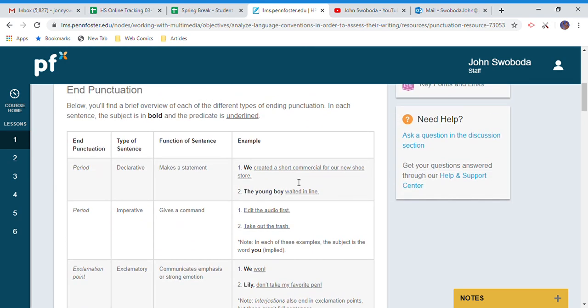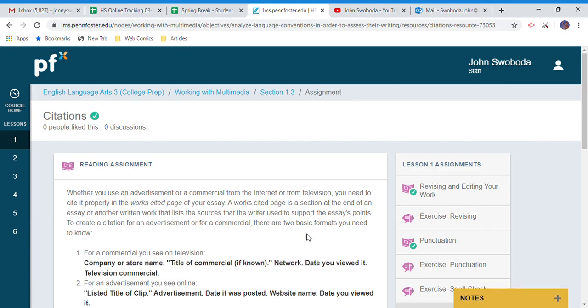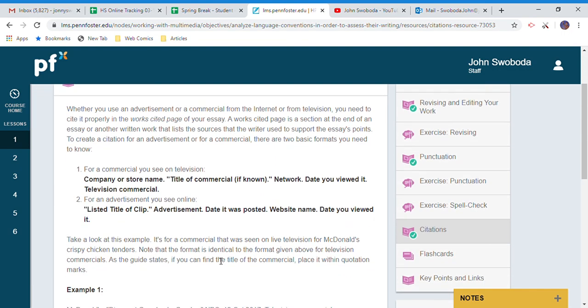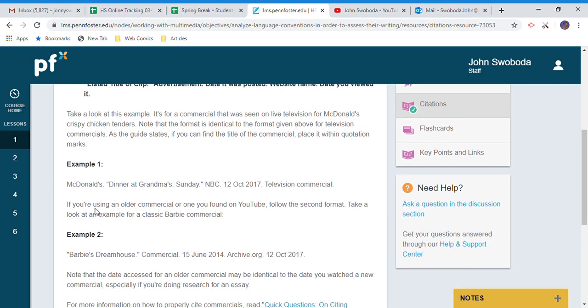That's proofreading right there. Let's see. Citations. There we go. For a commercial you see on television, company or store name comes first. So like Coca-Cola. And then title of commercial if known. Network, date you viewed it, television commercial. Listed title of clip for an advertisement seen online. Advertisement, date it was posted. Website name, date you viewed it. Oh, here's some examples. McDonald's Dinner, Grandma's Sunday.